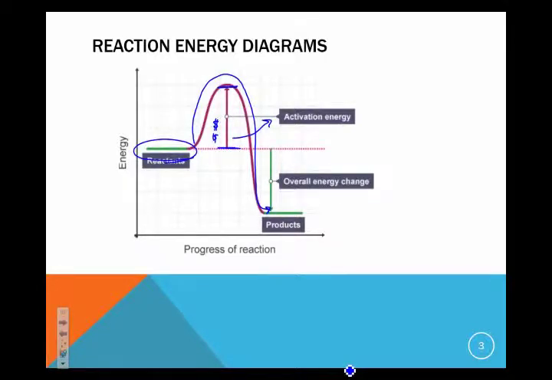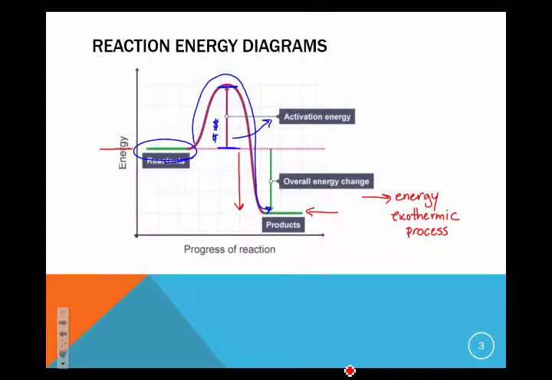There's an overall energy change for the reaction. In this case, we started with our reactants at this level, and we ended with our products down here. And so overall, our energy dropped. We went from reactants at a higher energy to products at a lower energy. And because that's the case, energy overall left the system. So if we started at a higher energy and we ended at a lower energy, energy is leaving the system. That's considered an exothermic process, or an exothermic reaction.